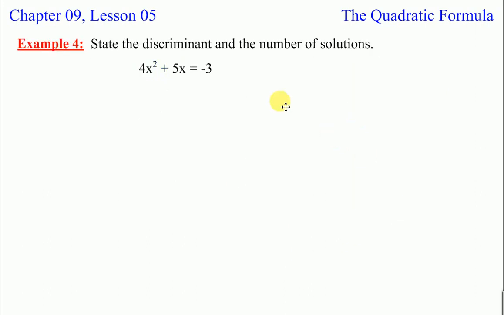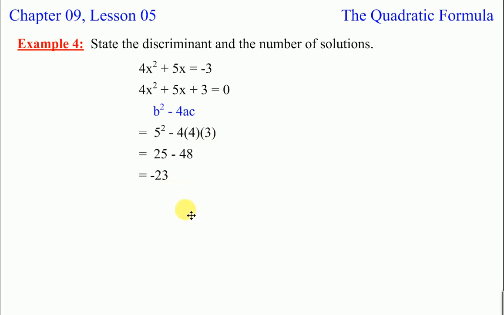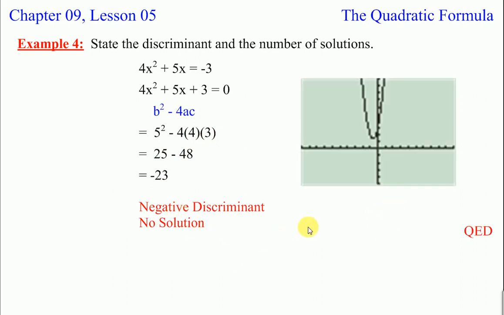Alright, we're going to state the discriminant here and the number of solutions. Put it into standard form, and then we can figure out the discriminant. Here we go. Simplify that expression. 25 minus 48, negative 23. It's negative, so how many solutions? No solutions. Alright, and that was all you needed to do for today.